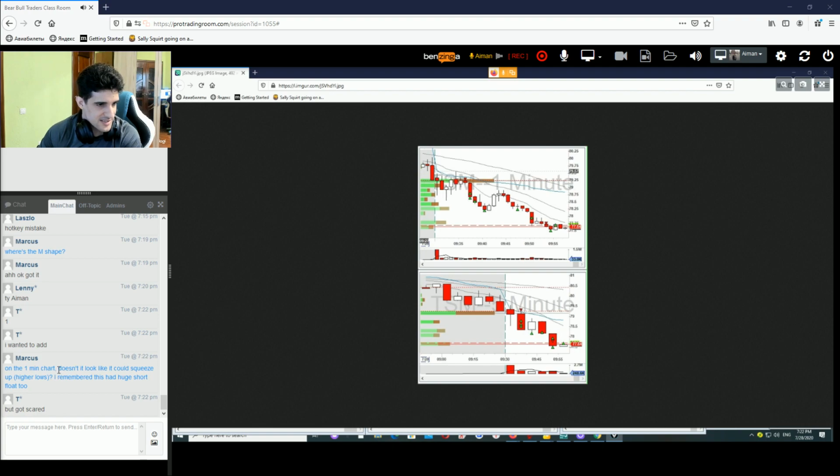On the 1-minute chart, doesn't it look like it could squeeze up higher lows? I remember this had huge short float as well. So look, we don't have higher low waves. This is the first wave, the low, then it's coming up, then lower high wave, then it's coming back up, then lower high wave, then it's coming back up, lower high wave, lower low waves. But if this was good, I would have avoided the last add. Other than that, it was good.